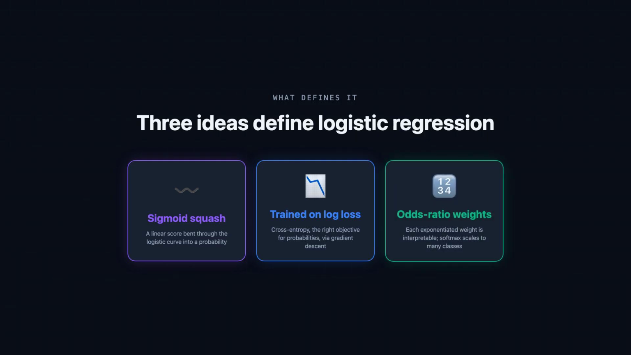Its weights read as interpretable odds ratios. Exponentiate a weight, and you learn exactly how the odds of the positive class change per unit of that feature, which is gold in regulated fields where you must explain a decision. And with softmax, it stretches gracefully from 2 classes to many, becoming multinomial logistic regression.